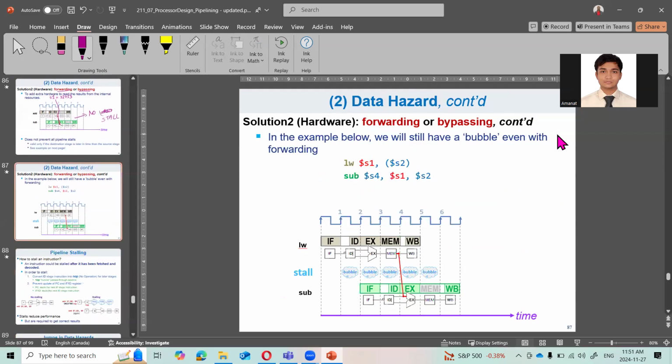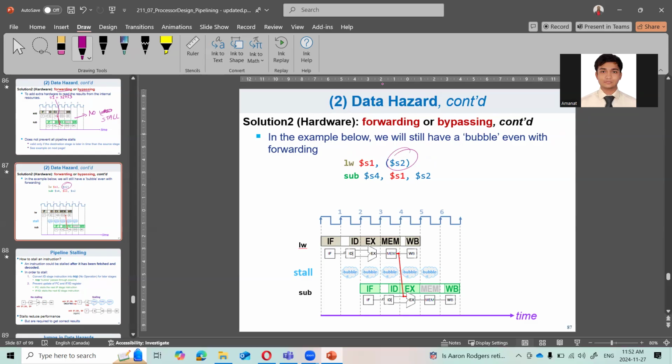But we still have to stall even if we use forwarding if there's a load command. Because when do we have the S1 ready for the load? Can anyone say? Anyone raise your hand and say when we have it? It's in the image, I know, but still, it's nice if you can say it. Yes, the fourth stage, because for the load command, you have to access the memory.